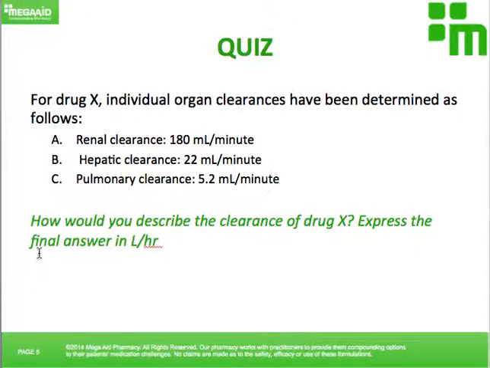So, and next question, for drug X, individual organ clearances have been determined as follows. So you have a renal clearance by the kidneys, you have hepatic clearance, and then you have a pulmonary clearance. How would you describe the clearance of drug X? And please express the final answer in liters per hour.